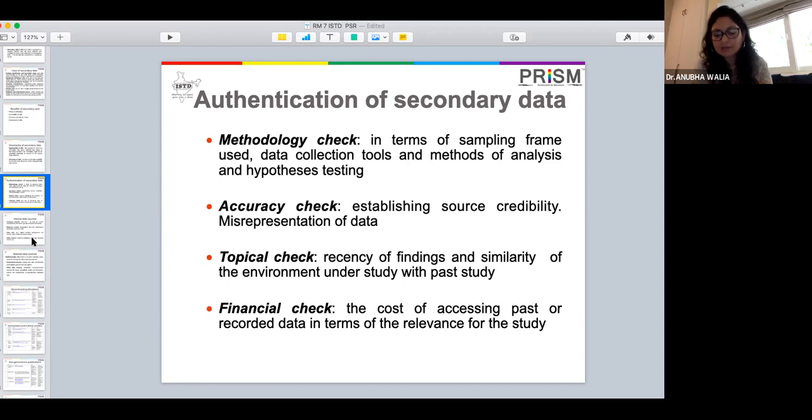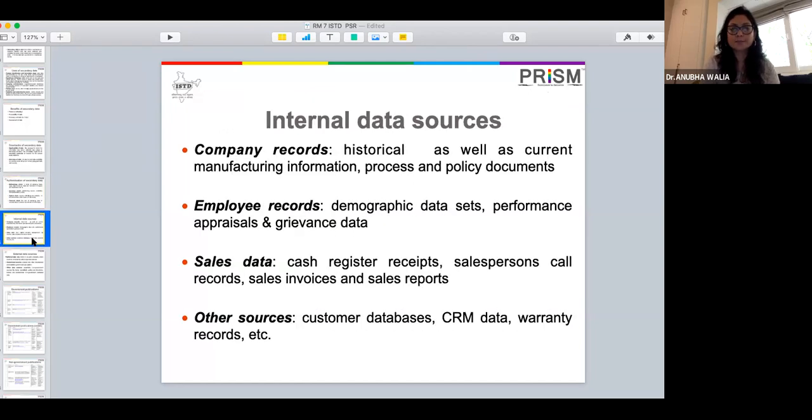Then the financial check. The cost of accessing the past and the recorded data in terms of relevance of the study. Sometimes people just used to collect the data, so we really don't know how deep a dipstick study has been done. So authentication is very, very important for all of us.